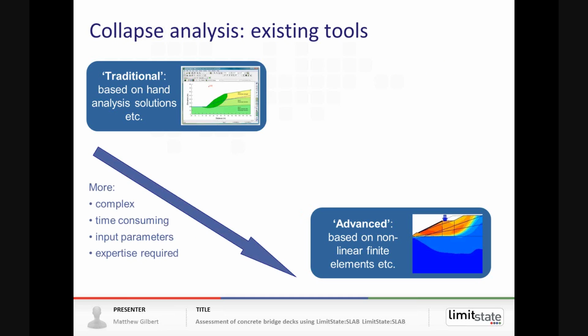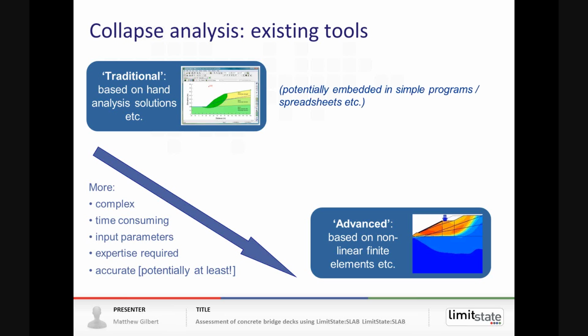So another view of the current situation as regards collapse analysis tools. Typically, we have two very different types of tools available. We have very simple hand analysis solutions which potentially are incorporated in a spreadsheet, or a simple software application which provides a nicer look and feel, but is still at its core a very simple hand analysis type approach.